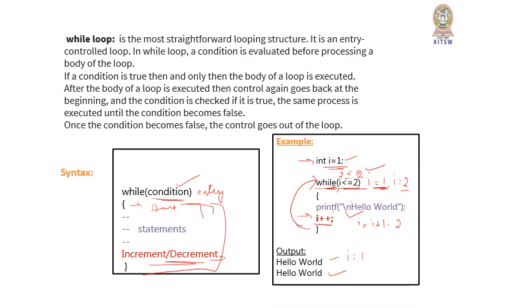This is for i equal to 1 and this is for i equal to 2. And again i plus plus will be done. Now in this case, i equal to 3. Again the condition will be checked, whether 3 is less than or equal to 2. So this is false.